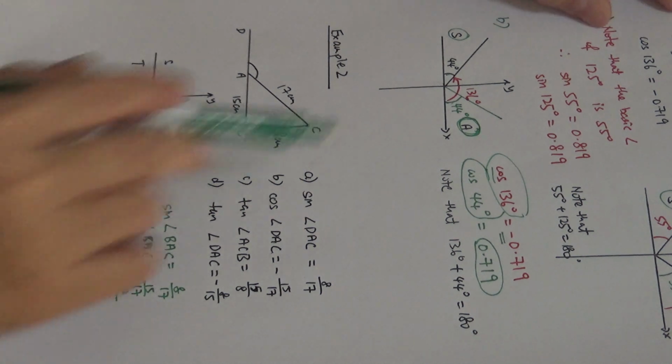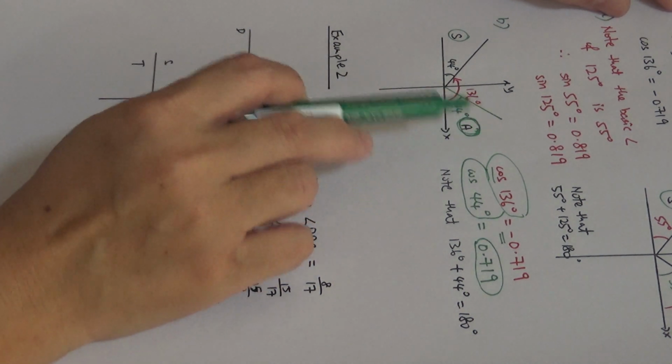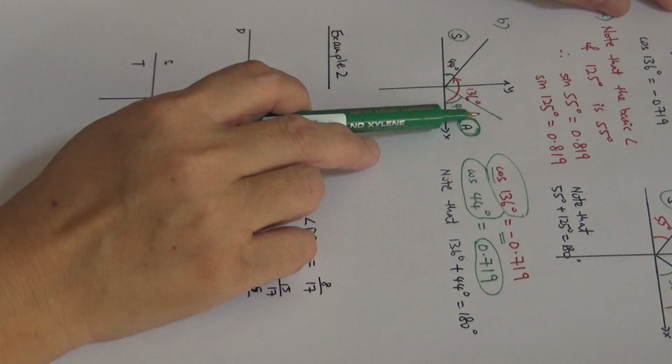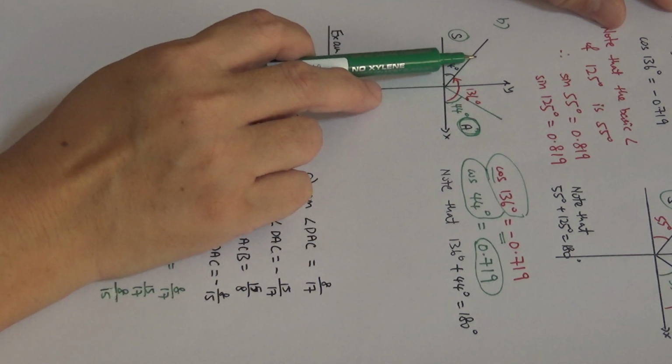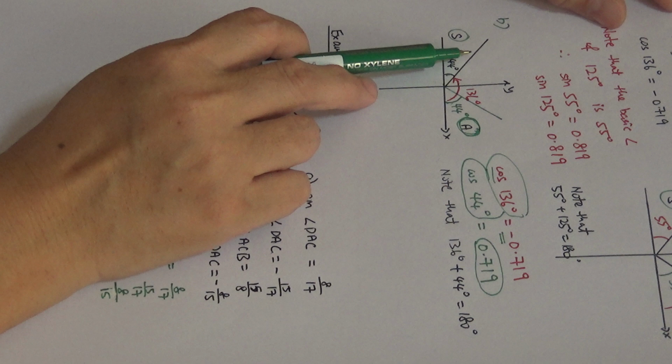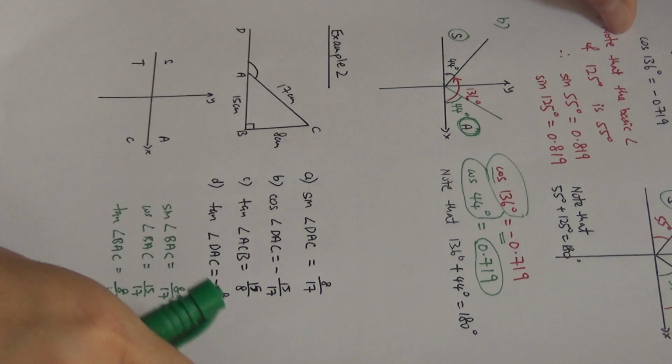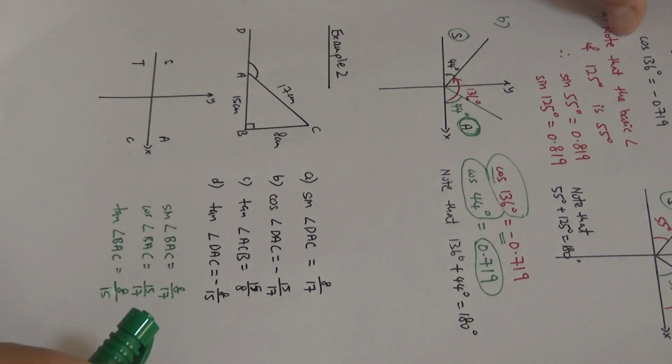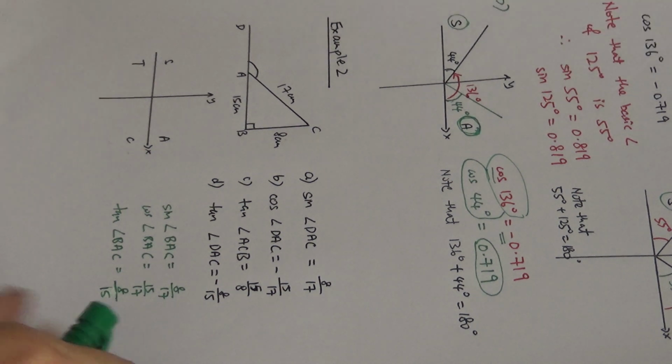Okay, now what does it mean? That means angles that are acute and in the first quadrant have all three ratios positive. Angles in the second quadrant, which are obtuse, will only have sine positive. Cosine and tangent are all negative. Okay, now let us move on to example 2.